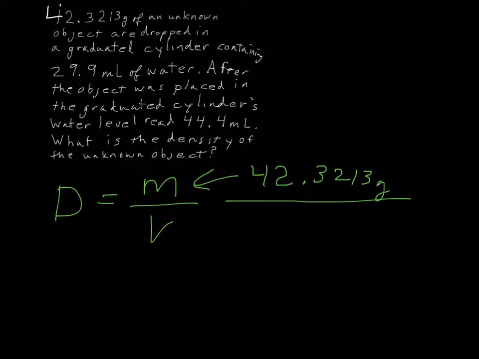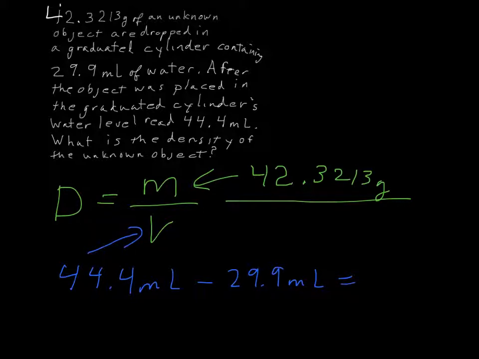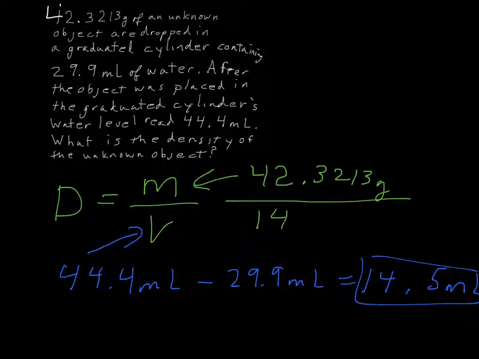What it didn't give me directly is a volume. So I'm going to have to do my water level difference to calculate my volume. So I take that final water level and I subtract the initial water level, and that gives me 14.5 milliliters. So now I have a volume to put in. Mass divided by volume.